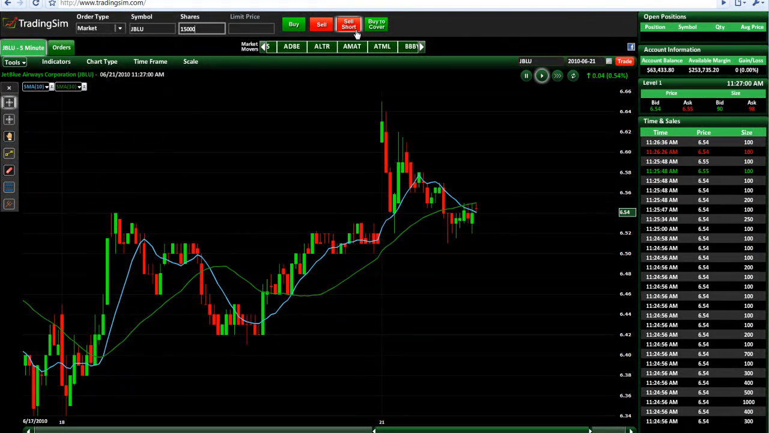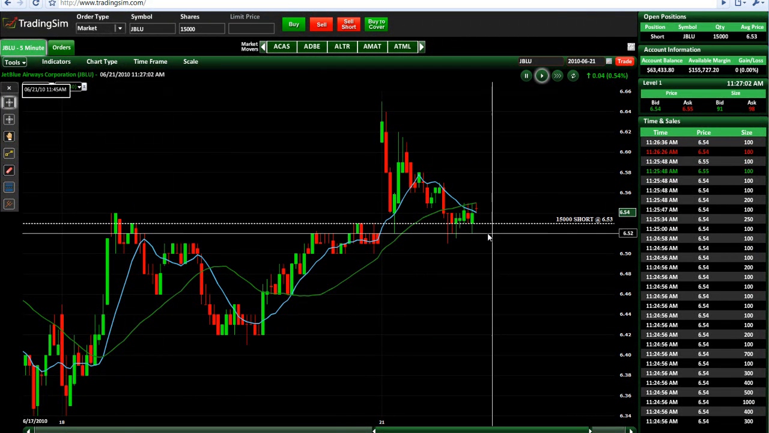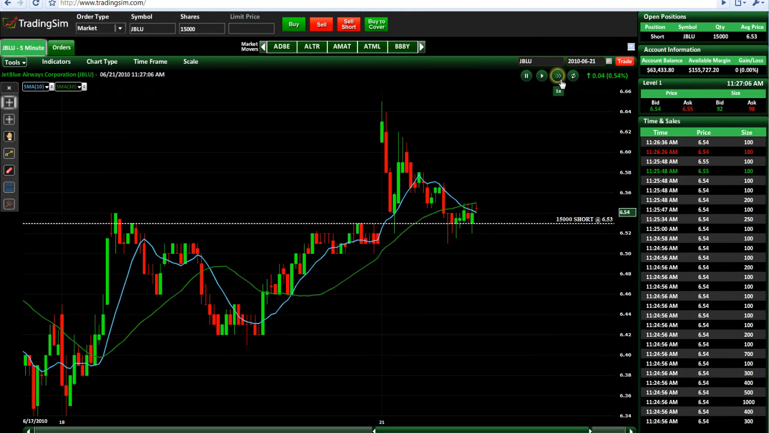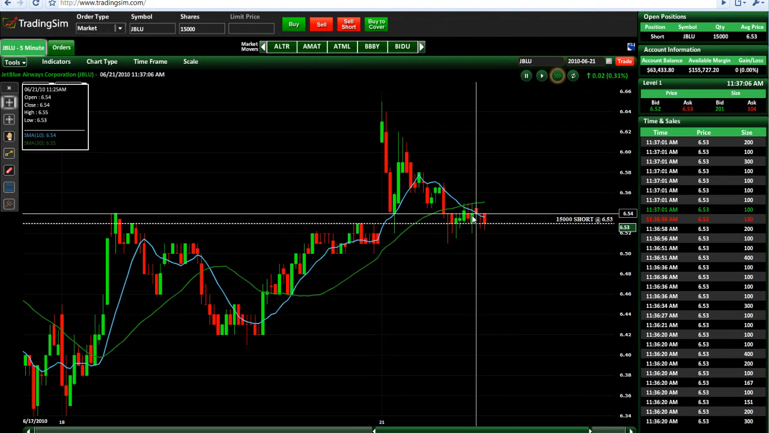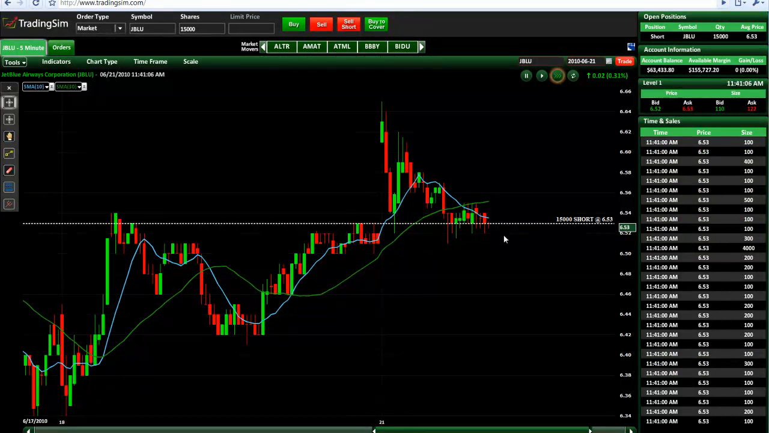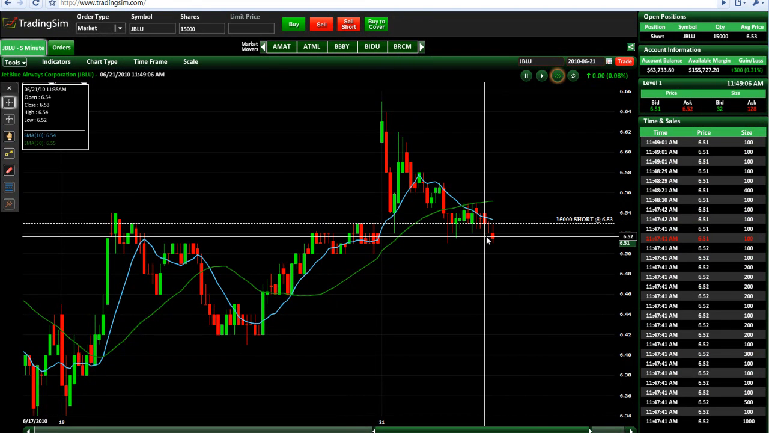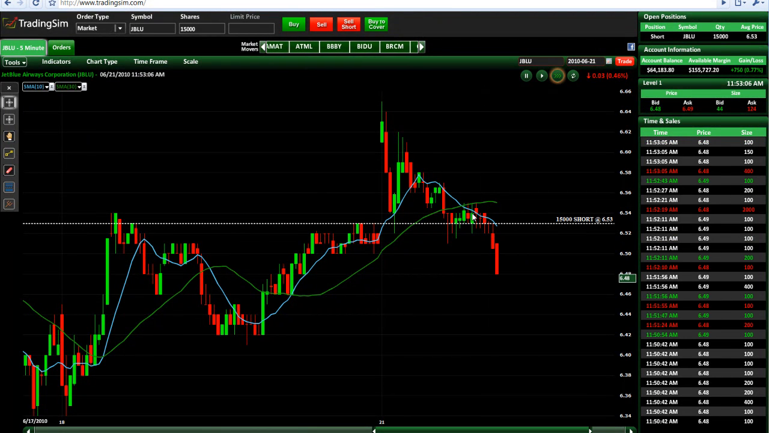Short 15,000 shares at market. So average price 6.53 once you factor in commissions. Alright, so let's fast forward this a bit. So you can see the stock immediately starts to kind of give it up here. You're closing below the short SMA now, in addition to the moving average cross down. As you can see, the stock just kind of gives it up.